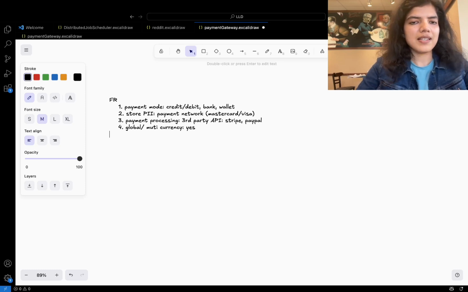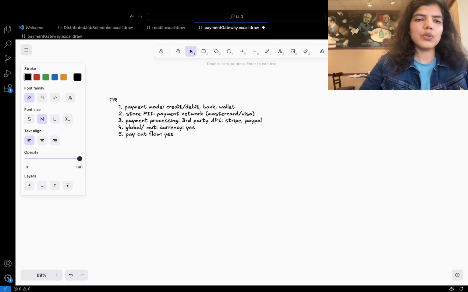So let's keep this as yes. And finally, I would want to show about the different flows as well. So do we want to talk about both pay in and pay out flow or not? So do we want to include the payout flow as well? So let's keep this as yes as well. So this is what the functional requirements look like.